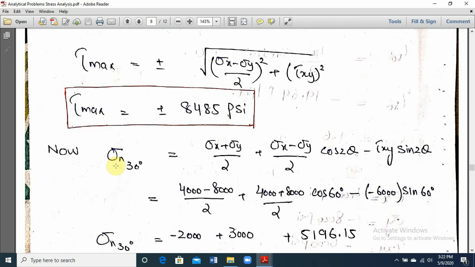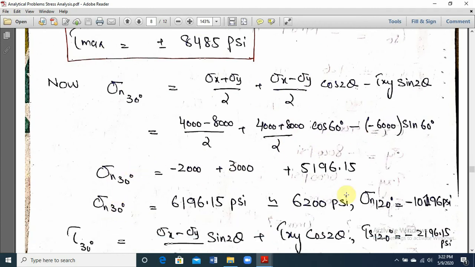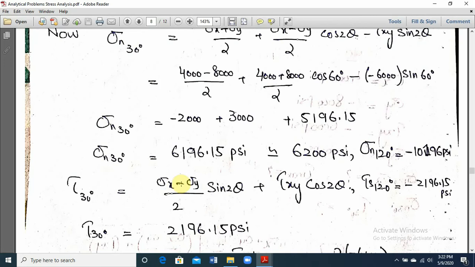The value of normal stress at 30 degrees will be equal to what? We know the formula for normal stress is sigma x plus sigma y divided by 2, plus (sigma x minus sigma y) divided by 2 times cos 2 theta, minus tau xy sin 2 theta. So what are those values? 4000 minus 8000 divided by 2, plus 4000 plus 8000 divided by 2, and the minus becomes plus, with cos 60. So we have the normal stress at 30 degrees equal to plus 5196.15 psi. And the value of shear stress at 30 degrees? Putting the values of theta, sigma x, sigma y, tau xy in the shear stress formula, we get this value.